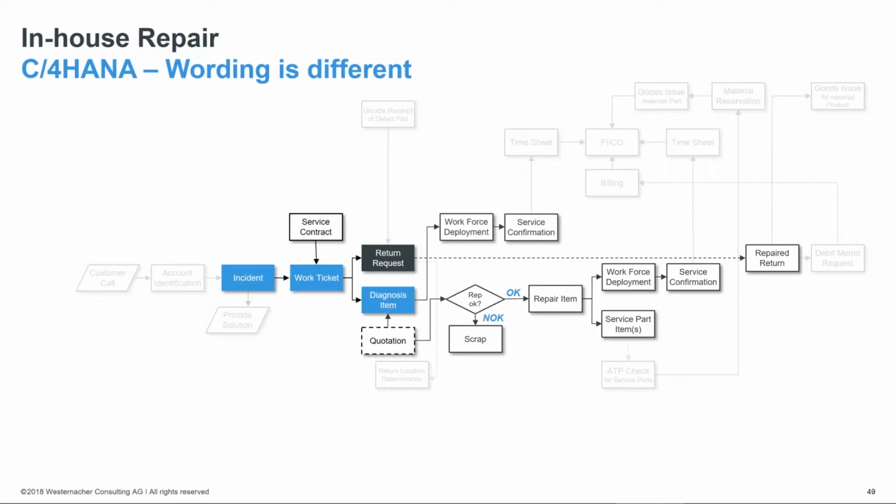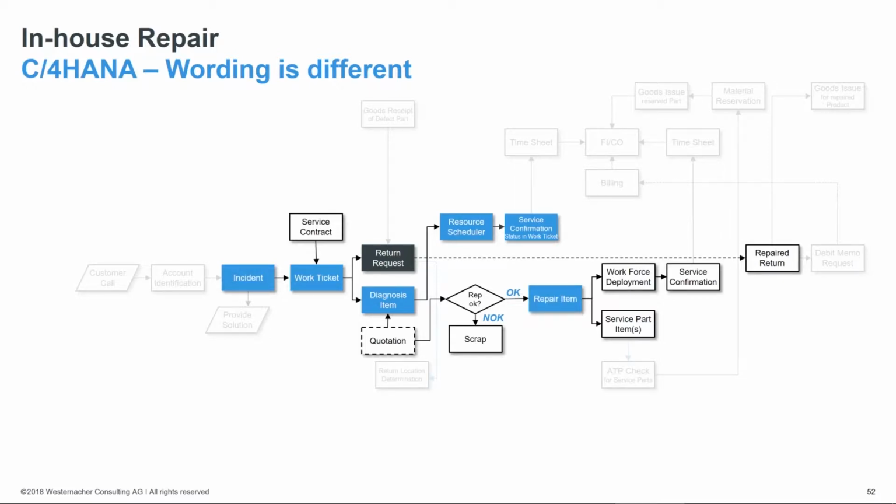A diagnosis item is a separate item line to the work ticket. The engine to schedule resource for the diagnosis is the resource scheduler. The service is not confirmed with a separate document. It is done by confirming the work ticket item.